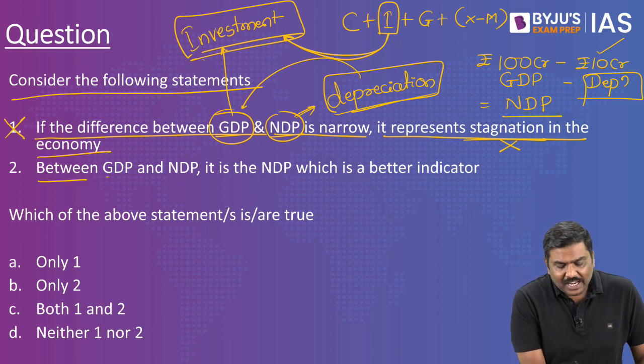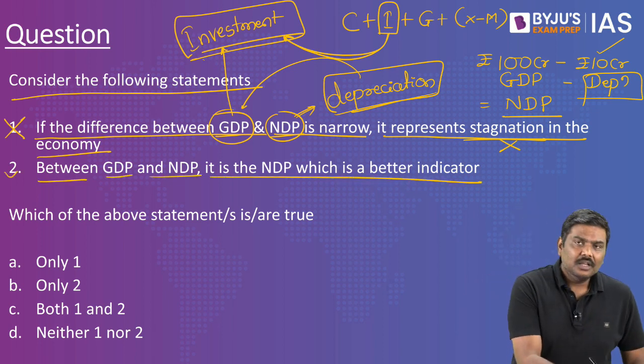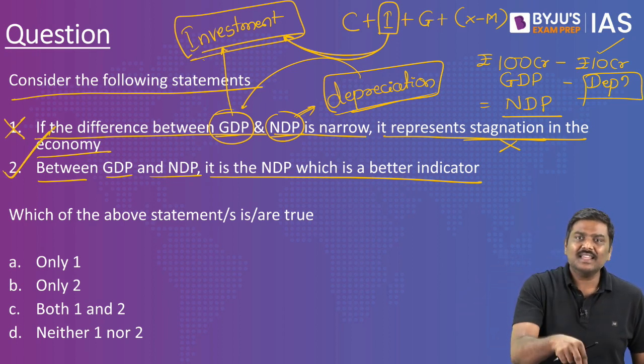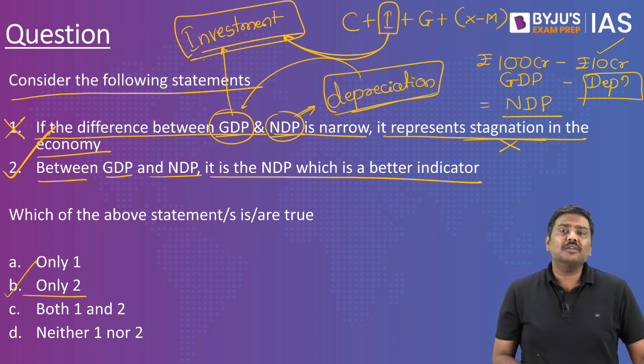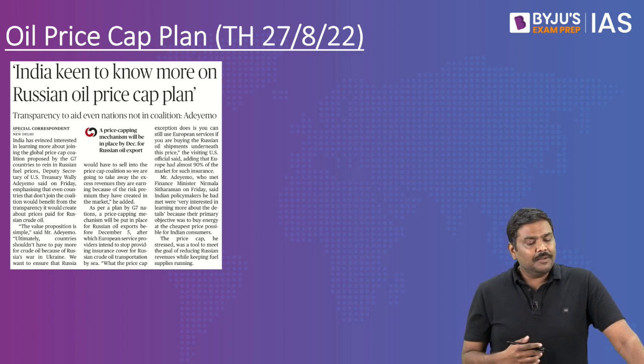Second, between GDP and NDP, it is the NDP which is a better indicator. Just follow the discussion that we have done so far. You will realize, yes, the second statement is true. The right option for this question is option B. Only 2 is correct. Let me go to the next article.